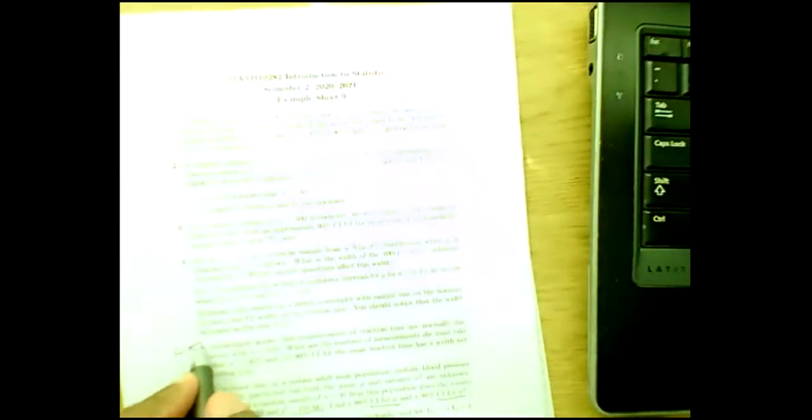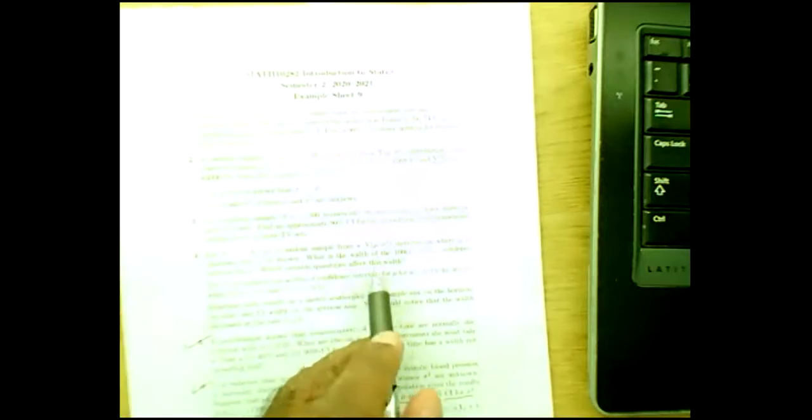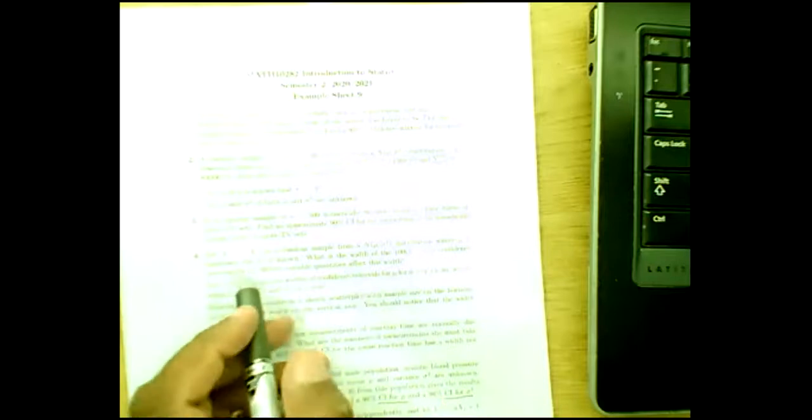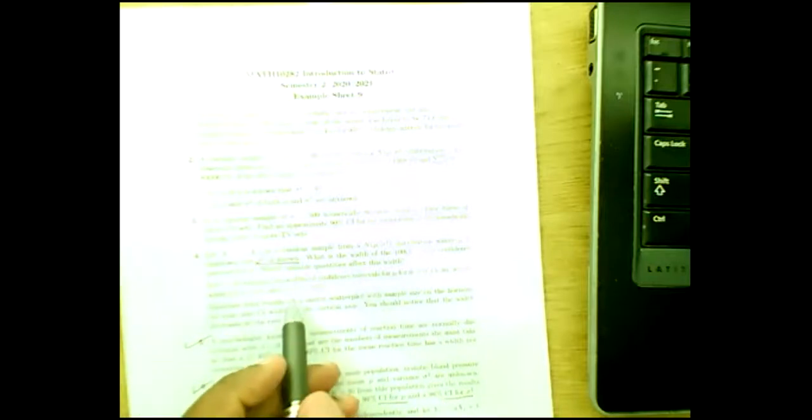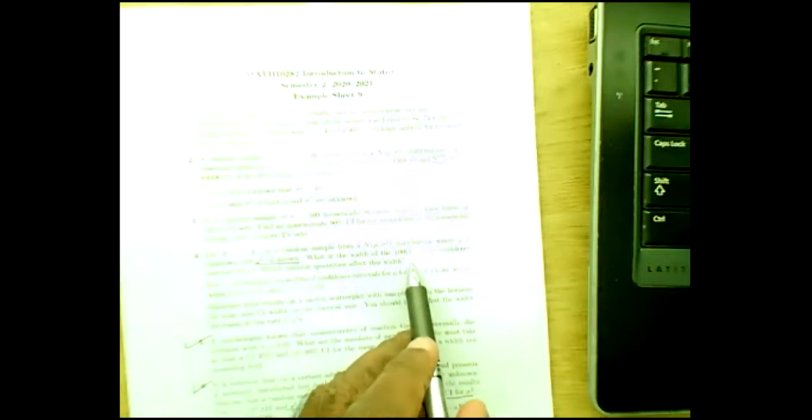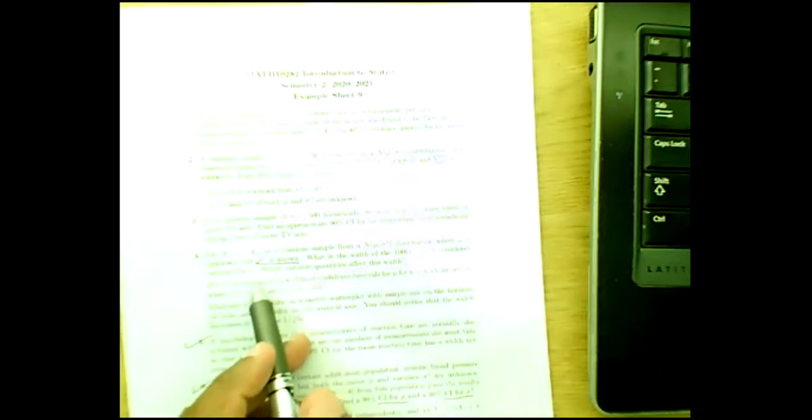So we've done question number 5. The next question is question 4. In this question, we have a random sample from a normal distribution where sigma squared is known. The question is, what is the confidence interval for mu and what is the width? Let's see, this shouldn't be difficult to do.